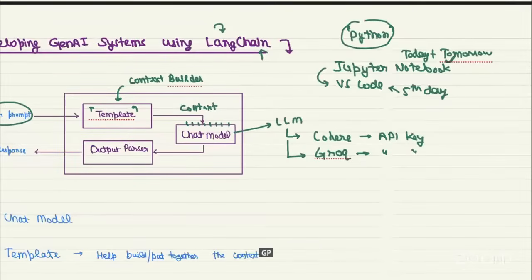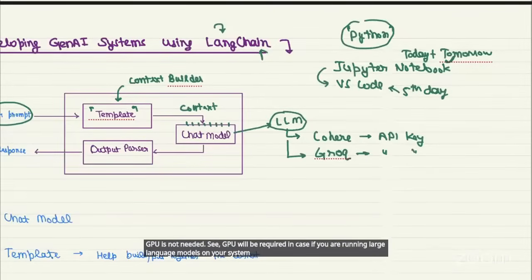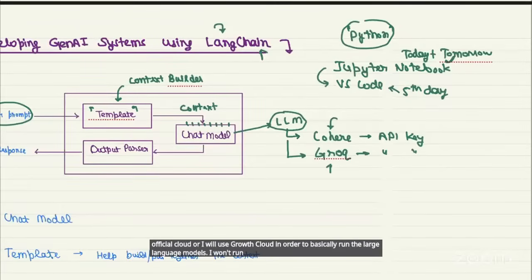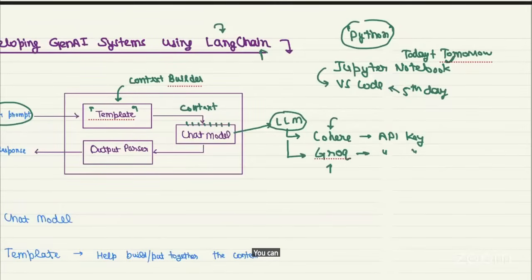GPU is not needed. See, GPU will be required in case you are running large language models on your system. I won't be running LLMs on my system. What will I do instead? I will use the models hosted on Cohere's official cloud, or I will use Grok cloud in order to run the large language models. You can use online Jupyter Notebook as well. That's completely fine, but I will show you an offline setup really quick.